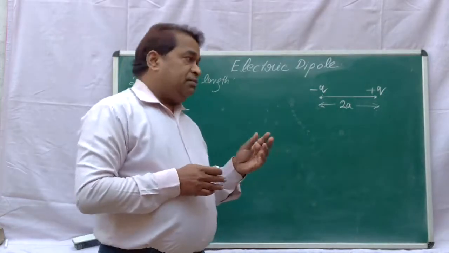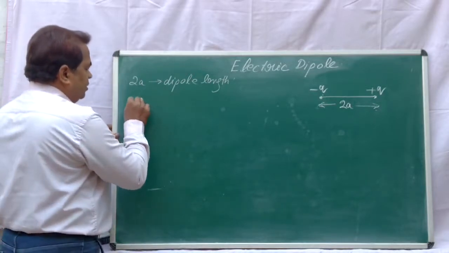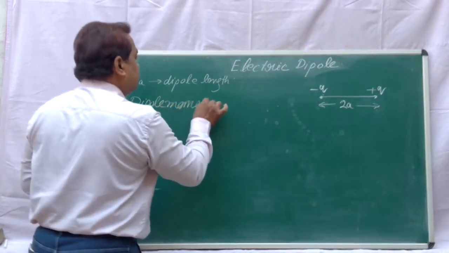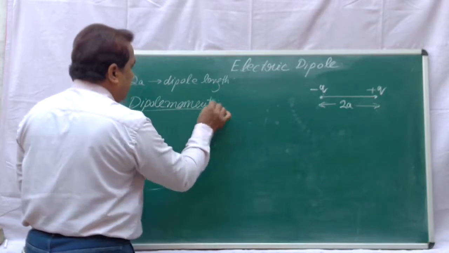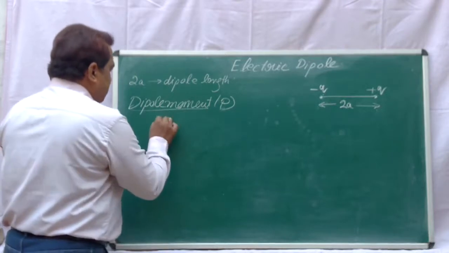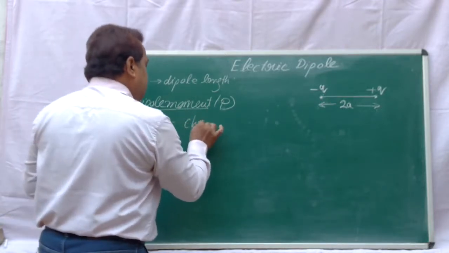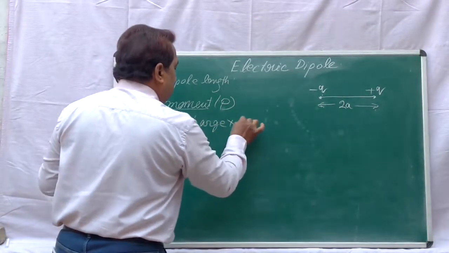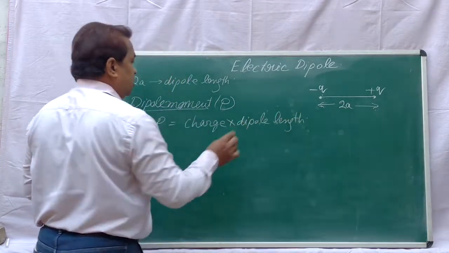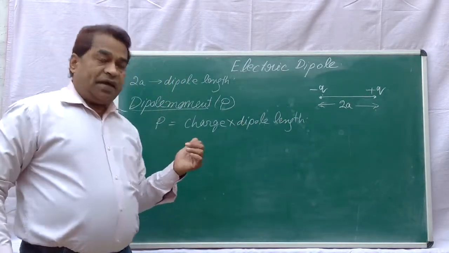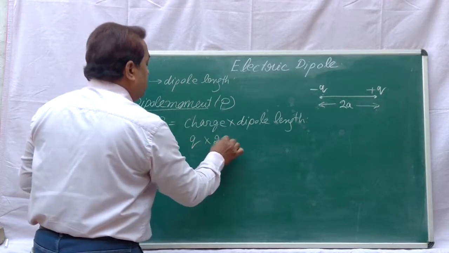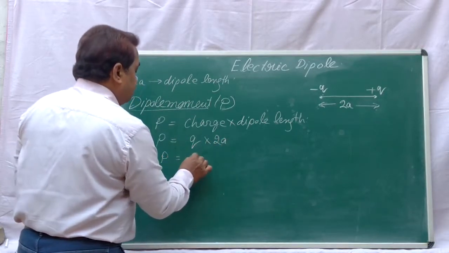Okay, and the second definition is about the dipole moment. We represent the dipole moment by P. So what is the electric dipole moment? P is equal to any one of the charges into the dipole length. If we have to calculate the value of the dipole moment, we find it like this: P is equal to q into 2a.